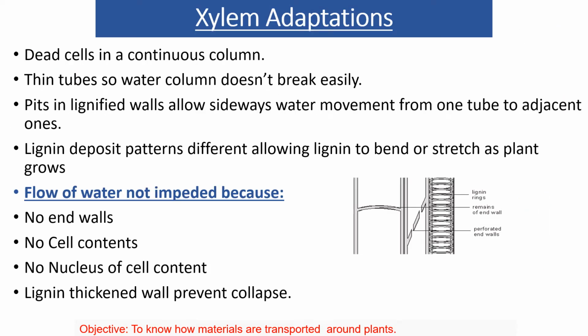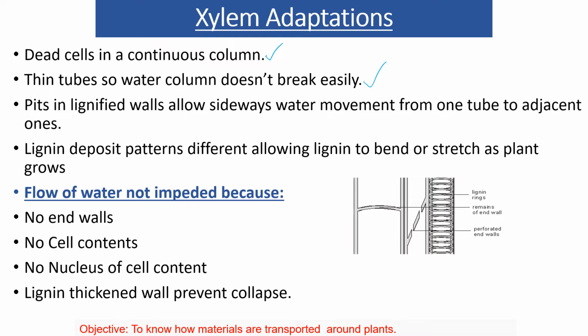So the adaptations then, just to make it as obvious as we can, is that they are dead cells in a continuous column. They are thin tubes, so the water doesn't break easily. We'll talk about that again in a second. They have pits in the lignified walls that allow movement from one tube to the next adjacent one.